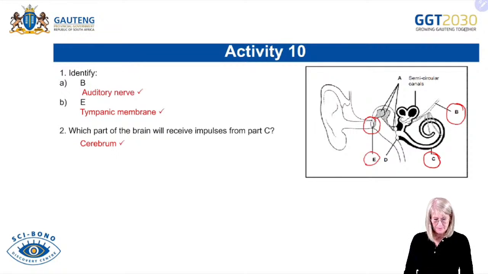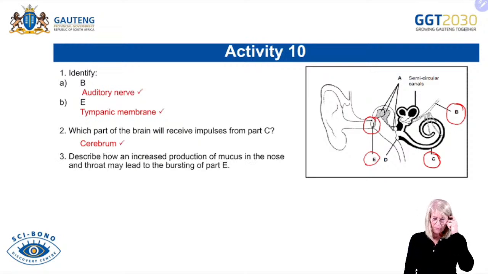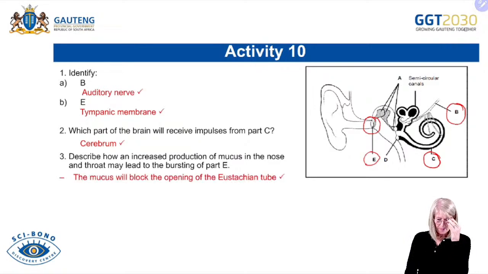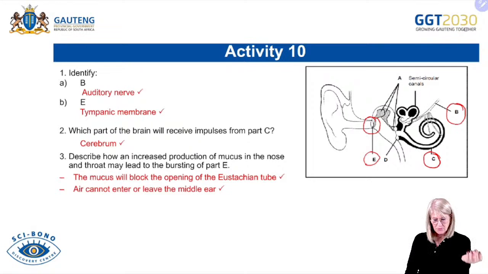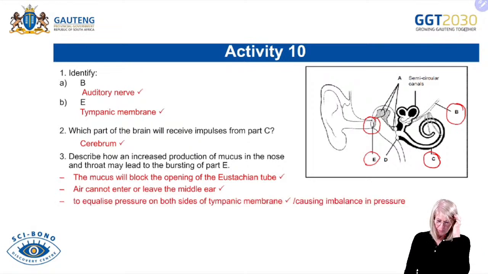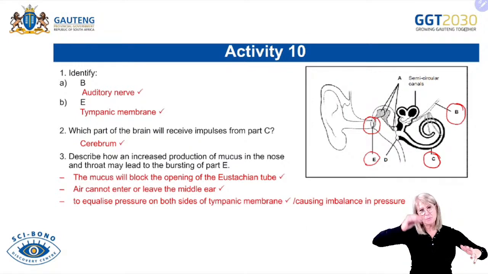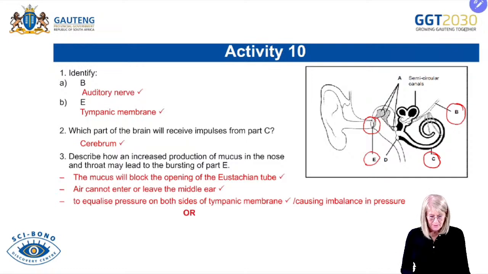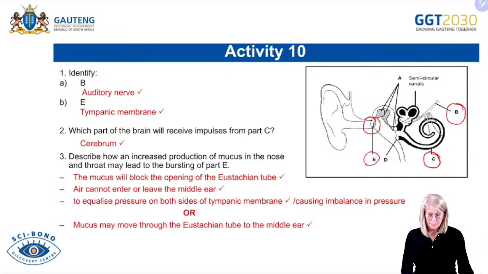Now they say, describe how an increased production of mucus in the nose and throat may lead to the bursting of part E. So that was our eustachian tube that will become blocked. And what happens there is the mucus will block the opening to the eustachian tube, and air cannot enter or leave the middle ear to equalize pressure on both sides of the tympanic membrane. It causes an imbalance in the pressure because we've got more pressure this side than that side, and that can cause your tympanic membrane to burst, structure E to burst.